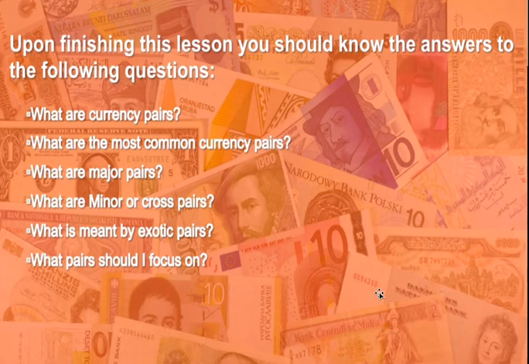All right, so right now we're done with this presentation, and I'm sure by now you should be able to tell me what currency pairs are, what the most commonly traded currency pairs are, what the major pairs are, what the minor pairs and the major crosses are. What is meant by exotic pairs? What pairs should you focus on? You should be able to answer these questions at the end of this presentation.